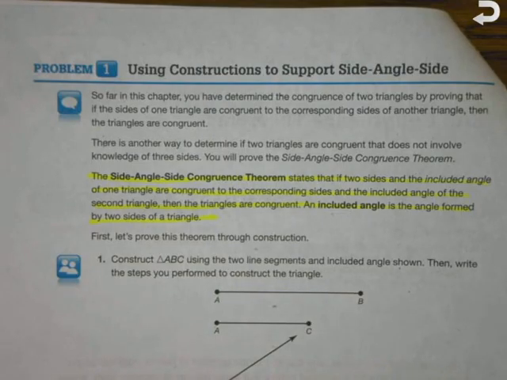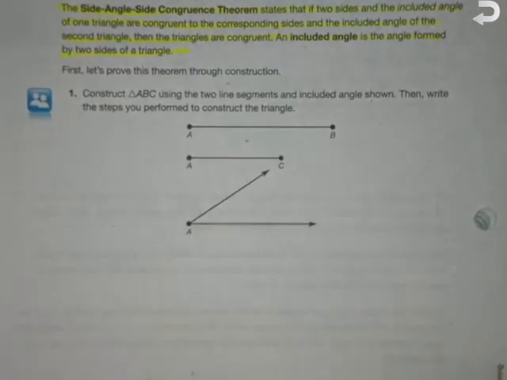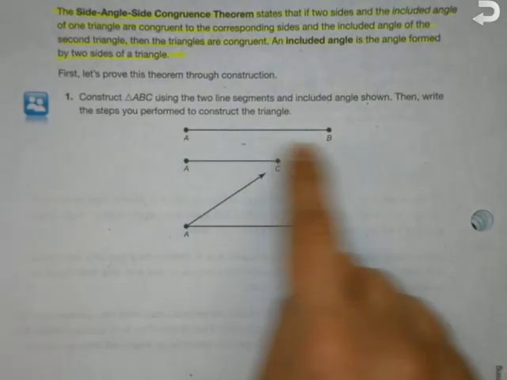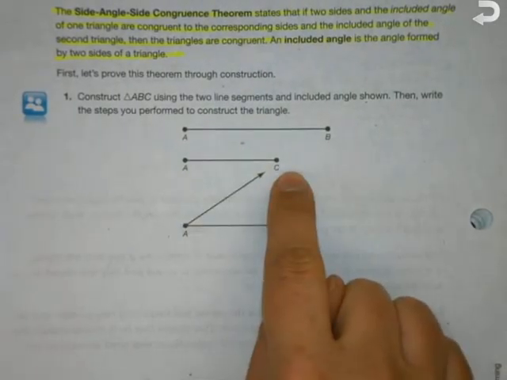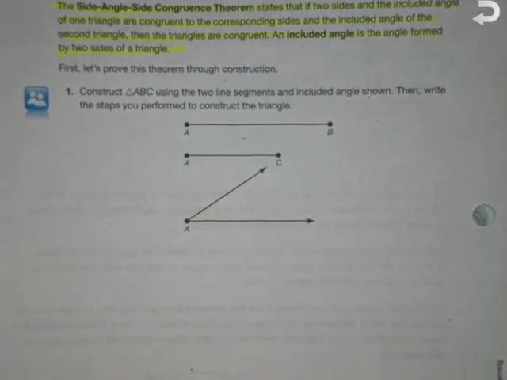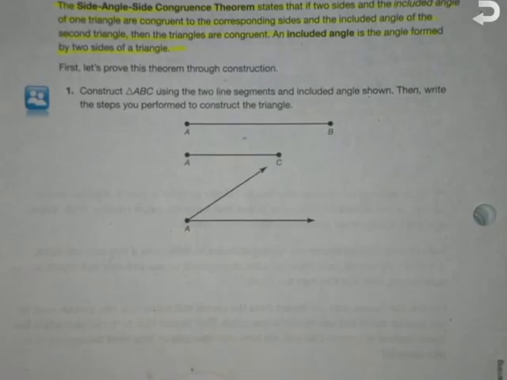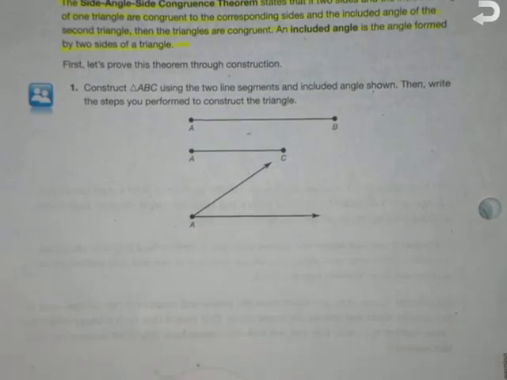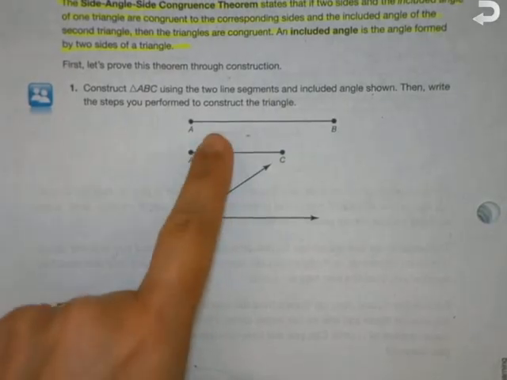So what we're going to do first is prove that this is true using construction. So for part 1, I give you line segment AB, I give you line segment AC, and then I give you angle A. Any ideas as to how we can construct triangle ABC using these three pieces of information? Okay, we can measure the sides. What part do you think we need to copy first? Would it be easier for us to copy the angle first or the sides first? What will help us?